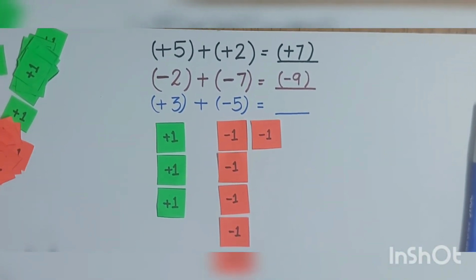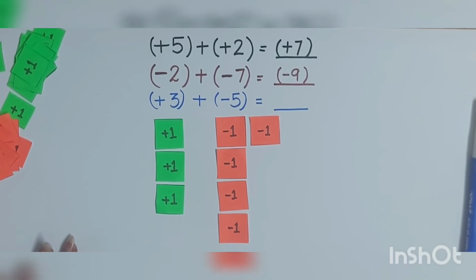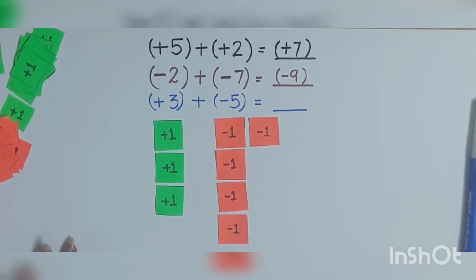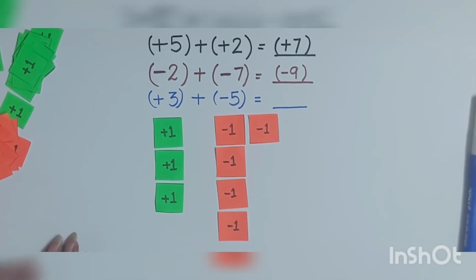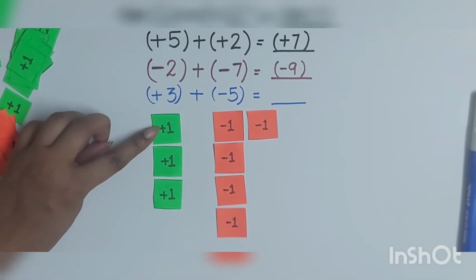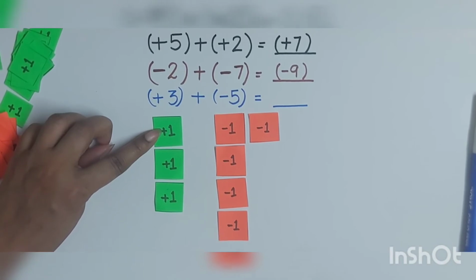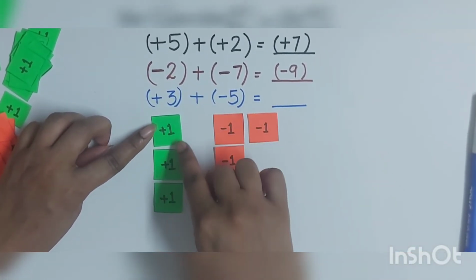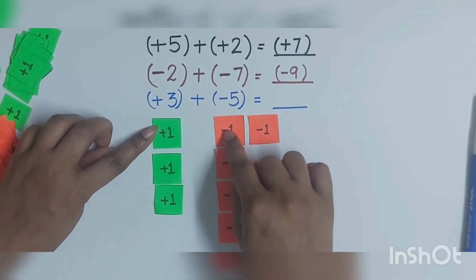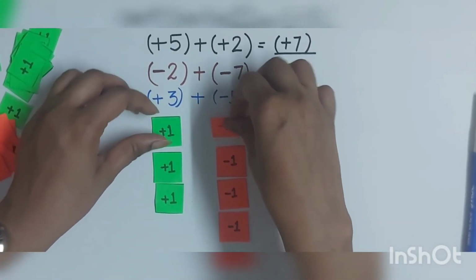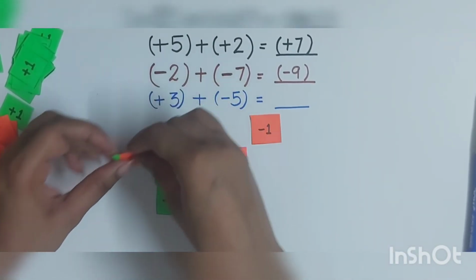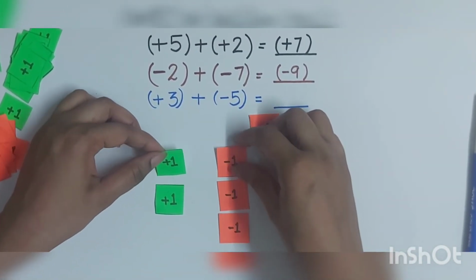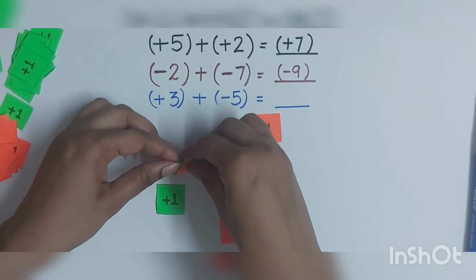Now children, remember, in the previous slide I have shown you the property of addition of integers, that when we add a positive integer with the same negative integer, it becomes 0. Here we have plus 1 and minus 1. It will become 0 and we will remove it. It will be cancelled. Similarly, we will remove this plus 1 and minus 1.